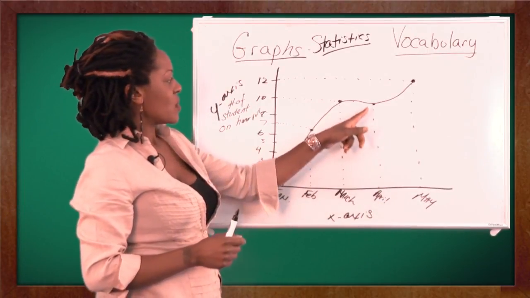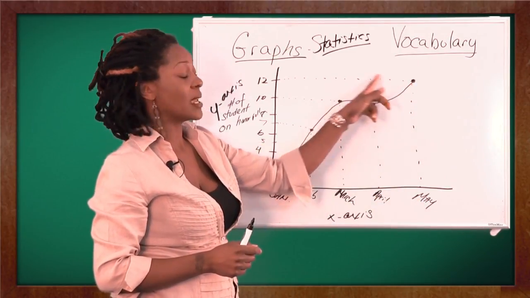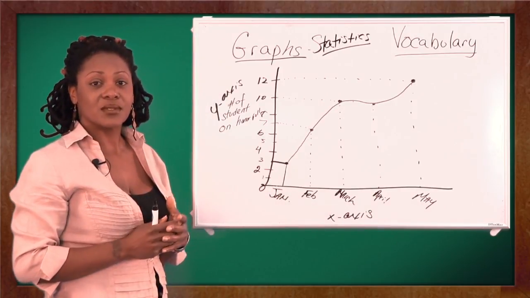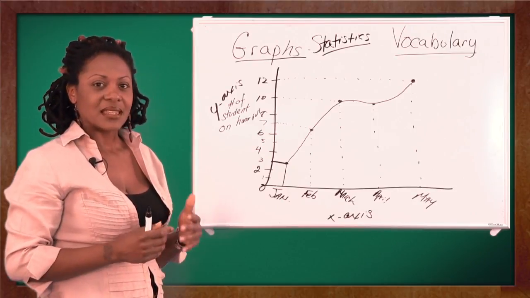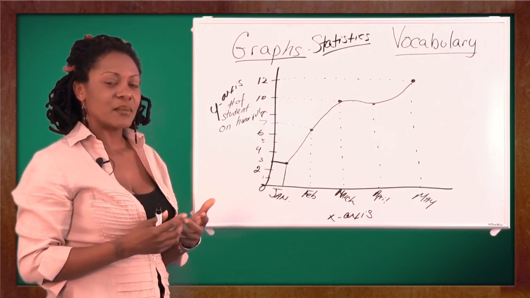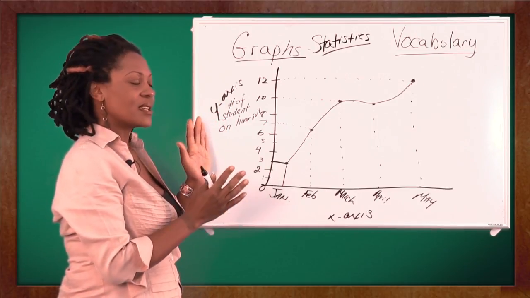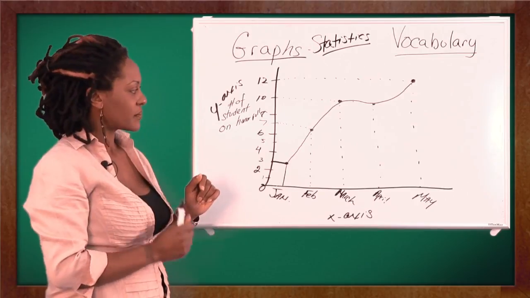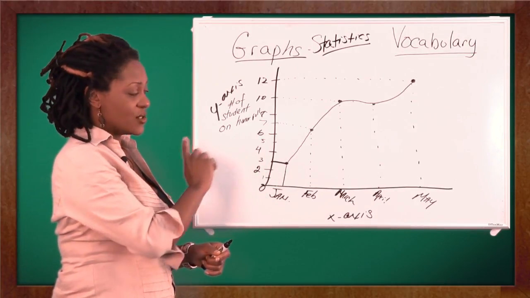How many students were on in April? 10. How many students were on in May? 12. Well, we'd be able to say there were 2 students added to honor roll between April and May. So again, these are statistics, getting information, being able to evaluate them, plot them on a graph, and give a visual representation of information.